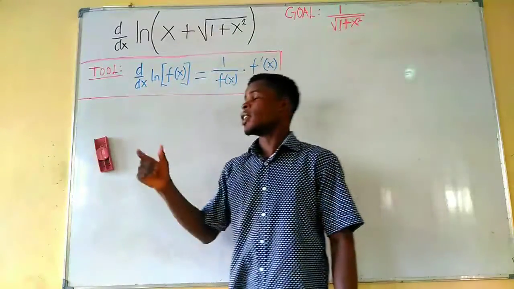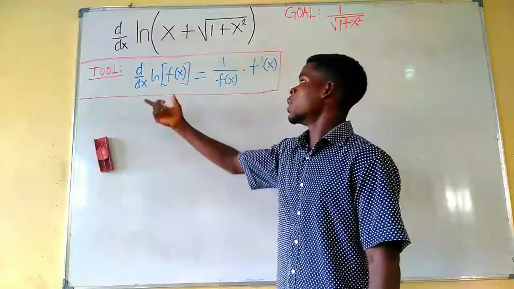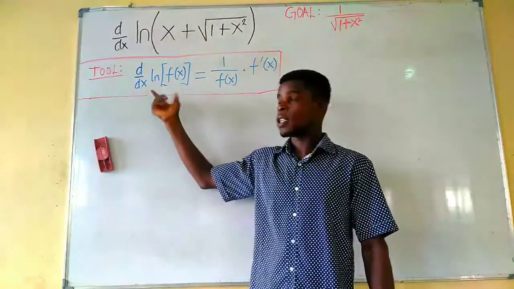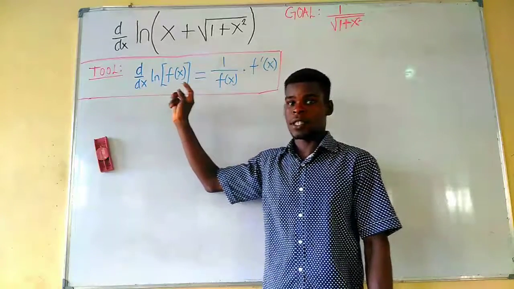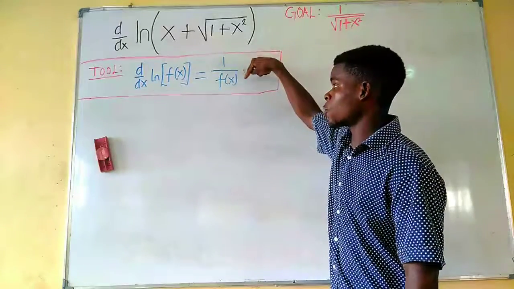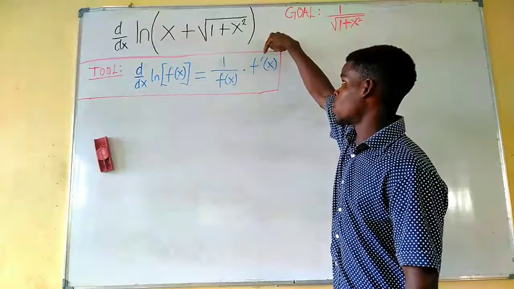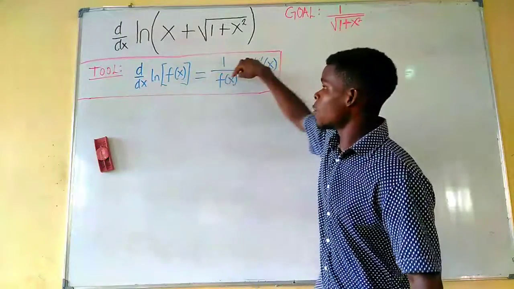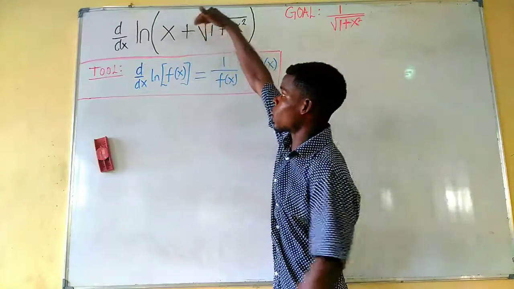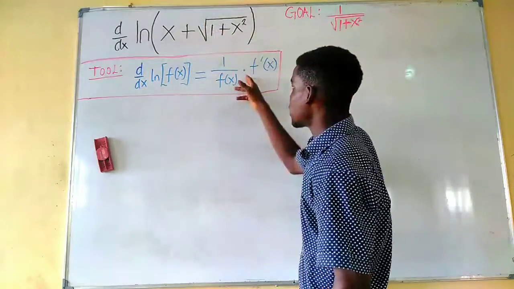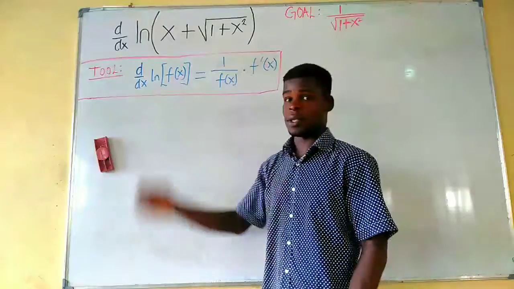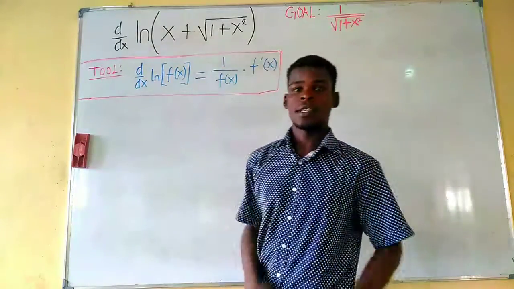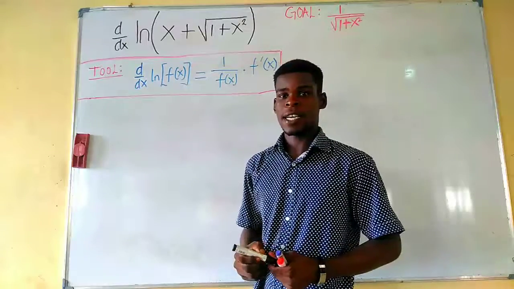Now we're going to make use of the tool that I've written here: when we differentiate the ln of a function, it just becomes 1 over that function times the derivative of that function with respect to x. So the derivative of ln of a function is 1 over whatever is in the ln function, times the derivative of that function, the ln rule as well. So here, I'm going to apply that in this question and start solving.